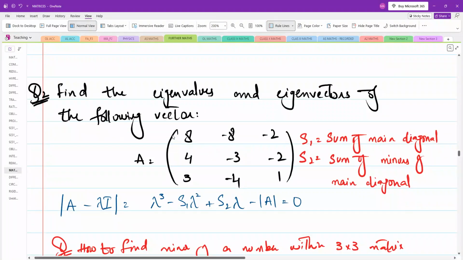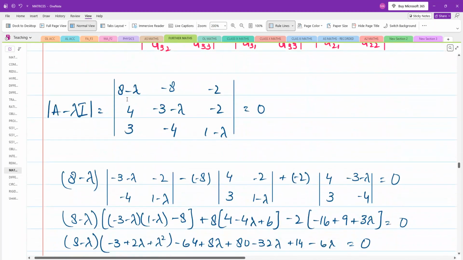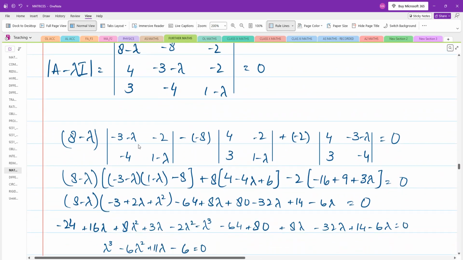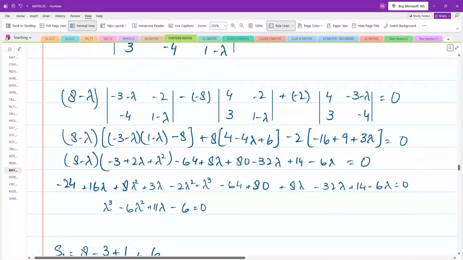So first of all, we know that we have to subtract lambda from the main diagonal. That is exactly what we are going to do. We are going to subtract lambda from the main diagonal and take the determinant. So this is us taking the determinant, and this is just the calculation for the determinant, leaving us with this equation. This is very, very algebraic, so make sure you don't make any mistakes.